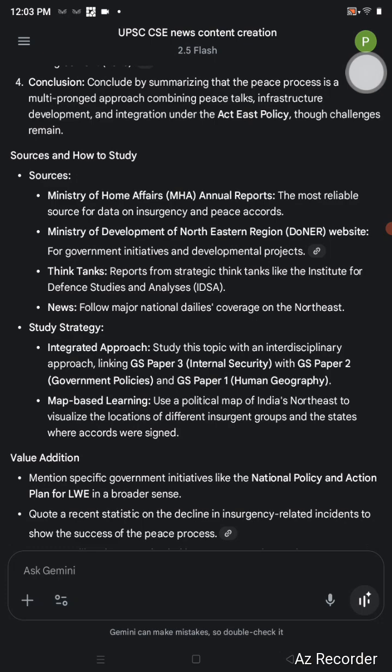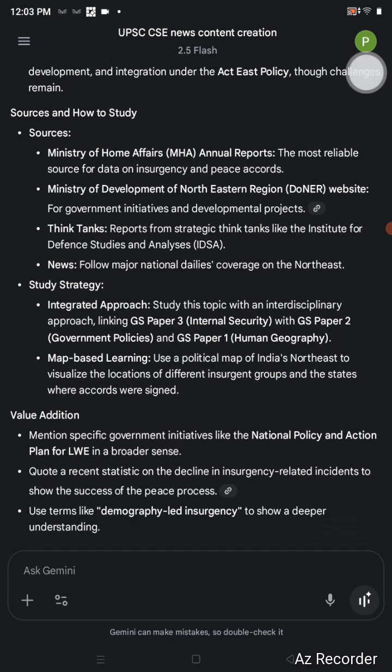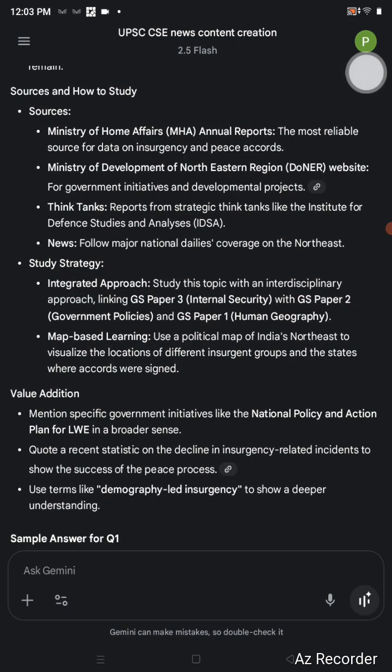Study this topic with an interdisciplinary approach, linking GS Paper 3, internal security, with GS Paper 2, government policy, which will include the Act East policy. GS Paper 3 also links with GS Paper 1, human geography, that's all about socio-economic development. Map-based learning: use a political map of the Northeast to visualize the location of different insurgent groups and the states where accords were signed. Yes, draw the map for internal security types of questions and geography.